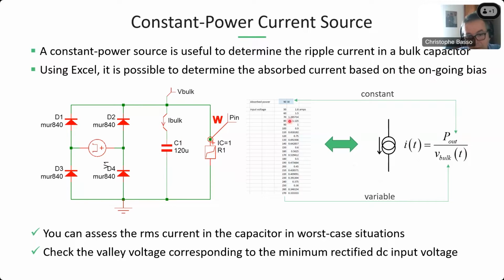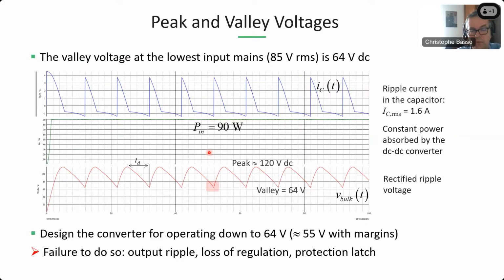By having here a small Excel table using that expression, with Pout, which is the constant regulated value, and the bulk value, which is going to change depending on low line or high line, you can mimic a constant power source and immediately obtain this type of waveform, which is given for a power of 90 watts here.